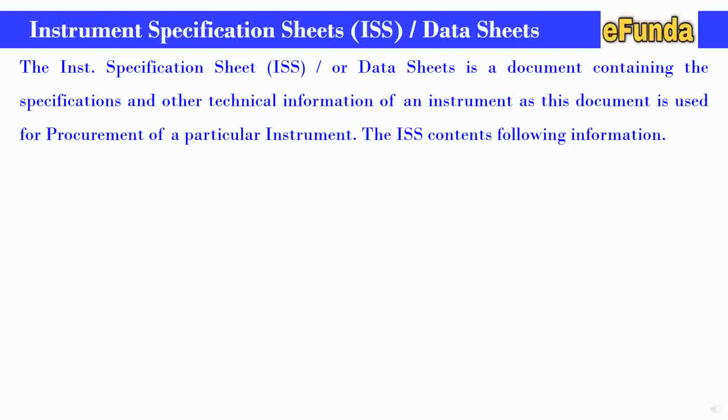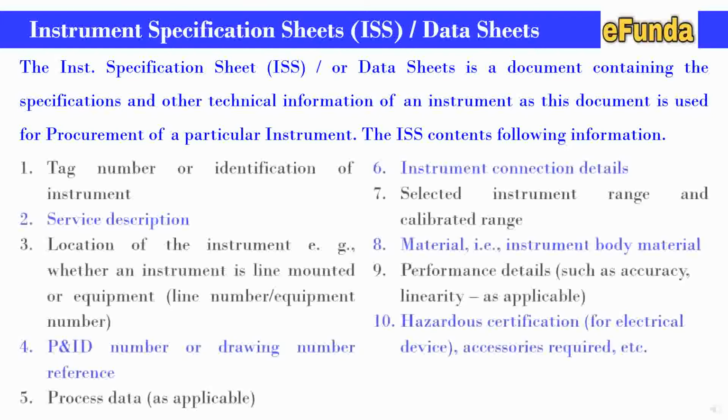The ISS contains the following information as a minimum: tag number or identification of an instrument, service description, location of the instrument, for example, whether an instrument is line mounted or equipment mounted, line number and equipment number to be added, P&IDs or drawing number for reference, process data as applicable, instrument connection detail, selected instrument range and calibrated range, material, that is instrument body material or wetted part element material, performance details such as accuracy, linearity as applicable, hazardous certification for electrical devices, accessories required, etc. These are the parts to be covered as part of an instrument specification sheet.